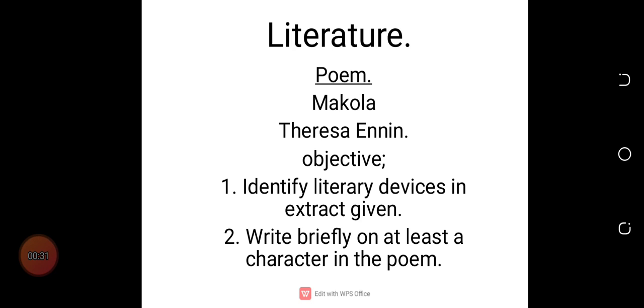So by the end of the lesson, the student is expected to identify literary devices in extracts given and also write briefly on at least a character in the poem. That's characterization. You should be able to identify a character and write on that character.